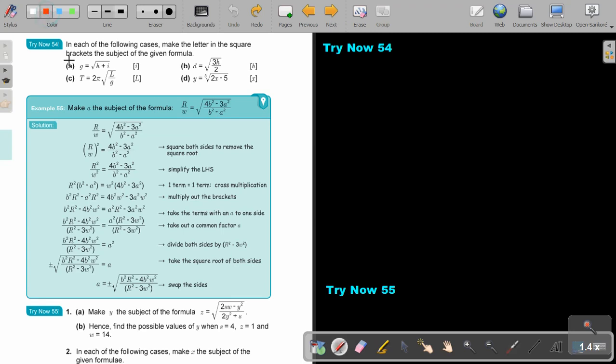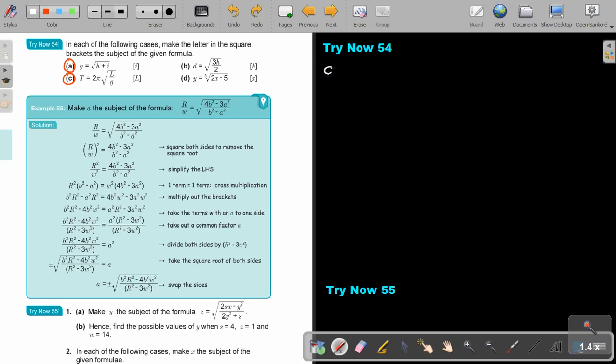I'm going to let you start easy, so let's do A, but then I want you to do C. That's the two I want you to do. Just remember here at D, how do you get rid of a cube root? You just cube both sides. Okay, but I'm not going to let you do that one.